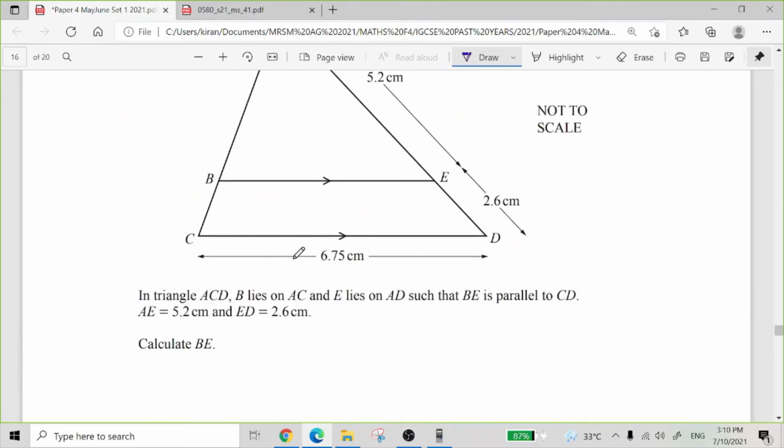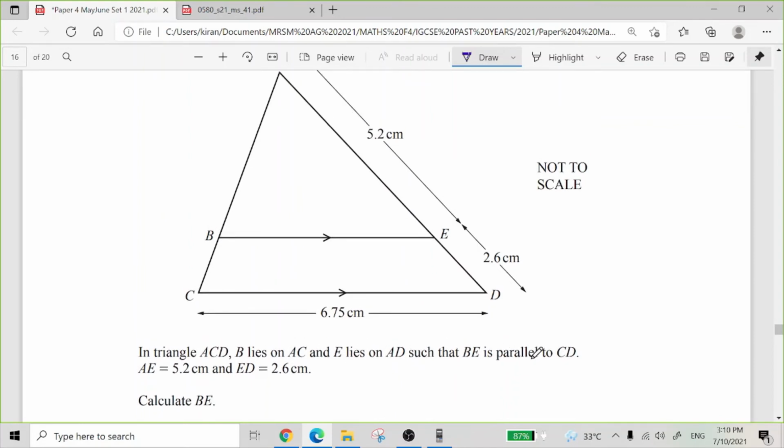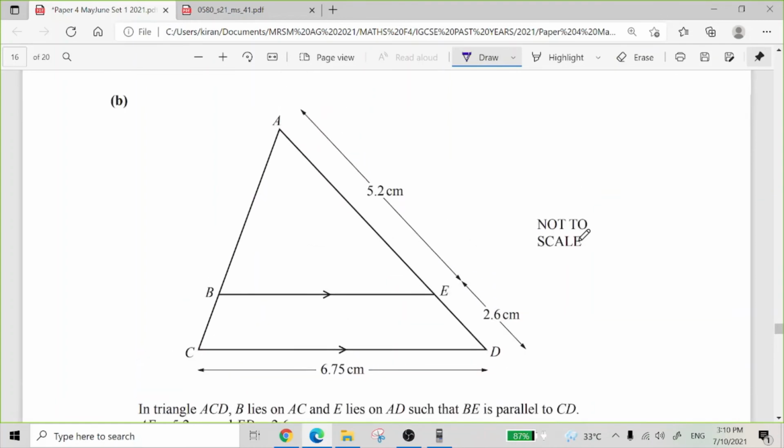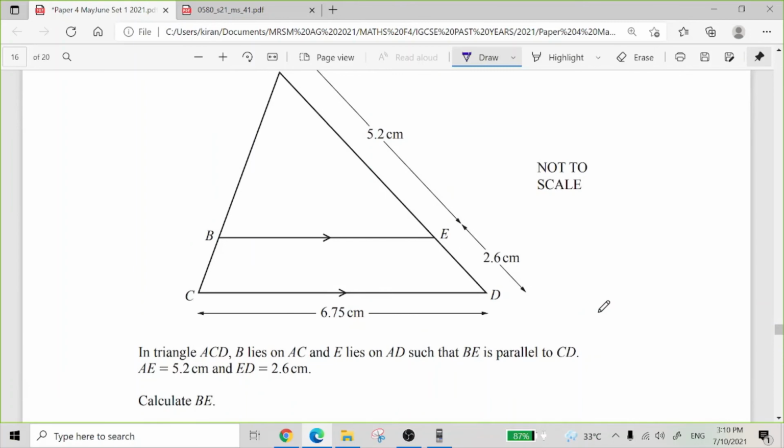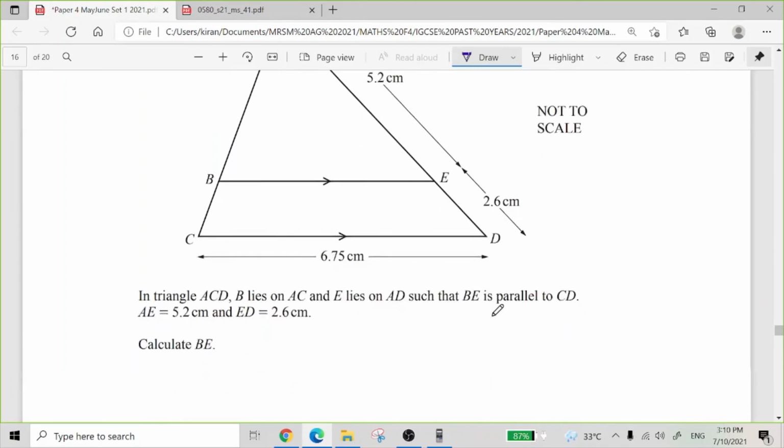Okay, in triangle ACD, B lies on AC and E lies on AD such that BE is parallel to CD. Okay, BE parallel to CD. And then AE is 5.2 and ED is 2.6. So we calculate what is BE. So this is similarity, not congruence. So we can use the ratio to find BE.